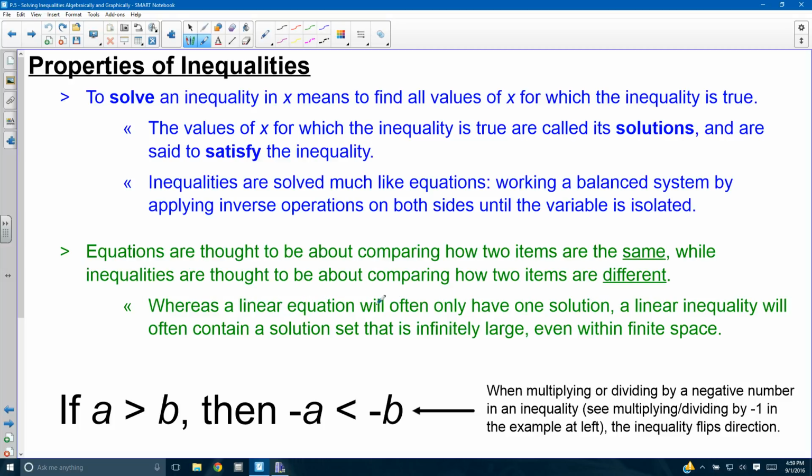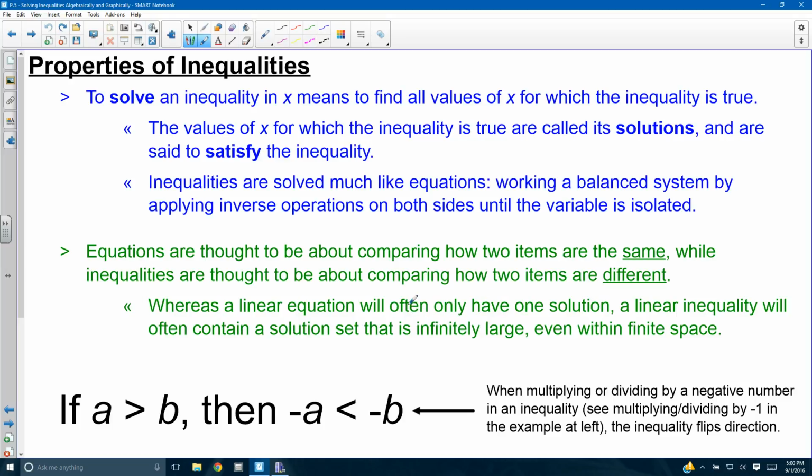So linear equations tend to have just one solution, right? You tend to just say, oh, x equals 2, x equals 7. In a linear equation, sometimes you can have all real numbers and no solutions, or just one. But that's it. Inequalities, you're going to have an infinite set.